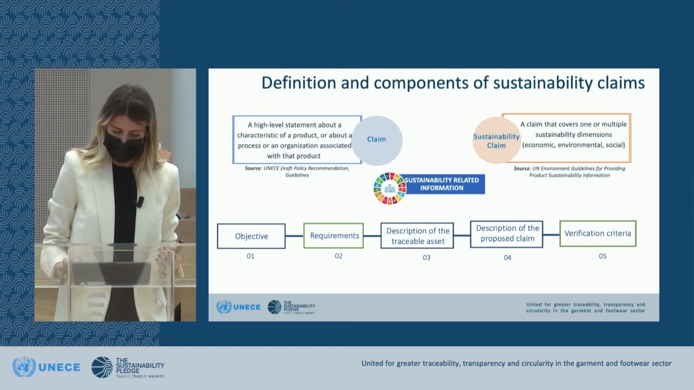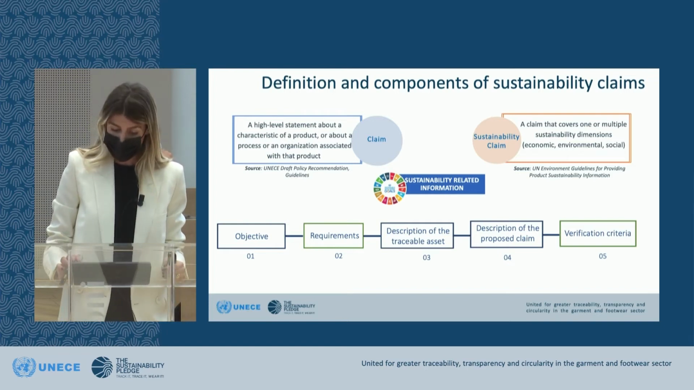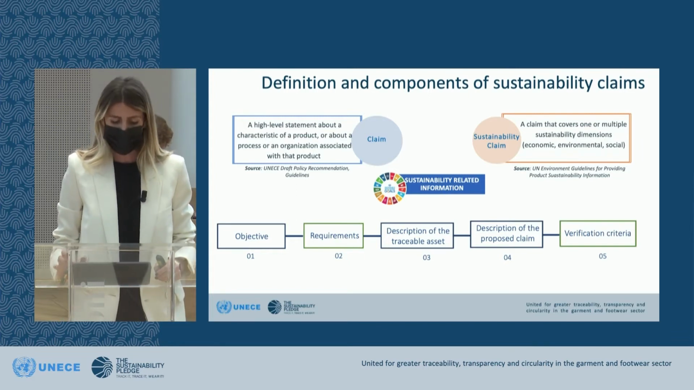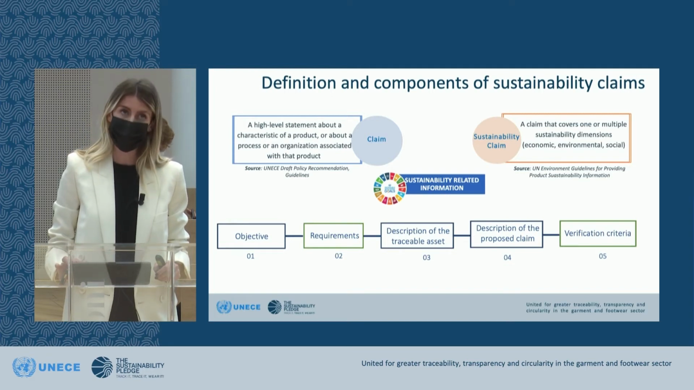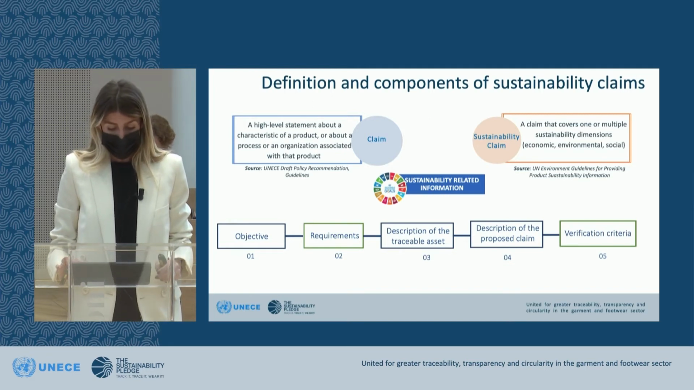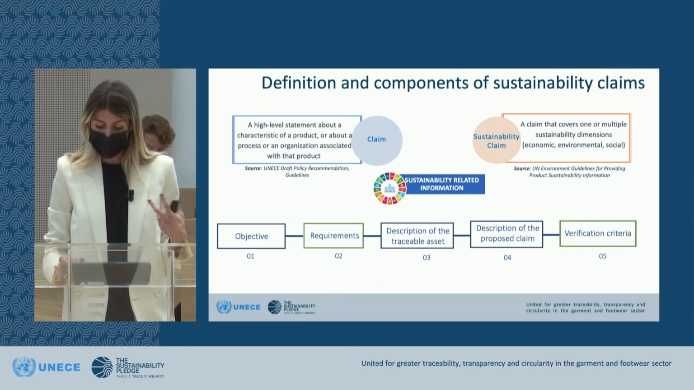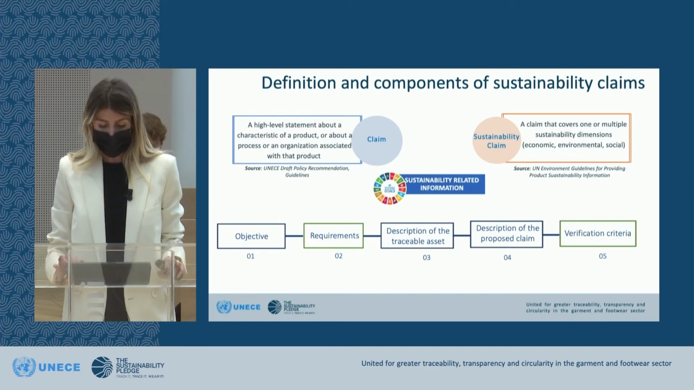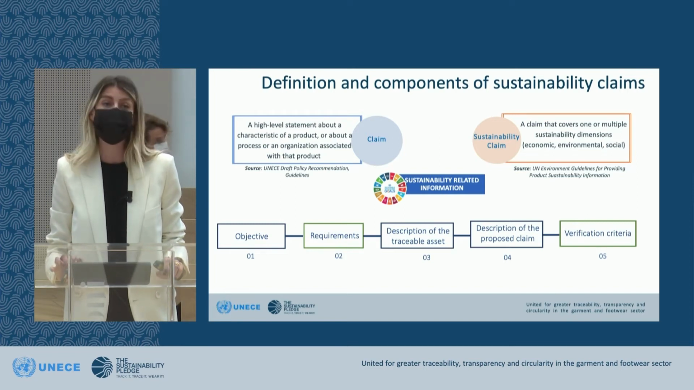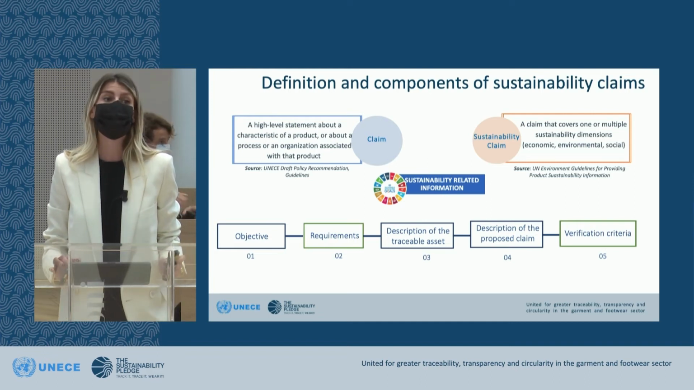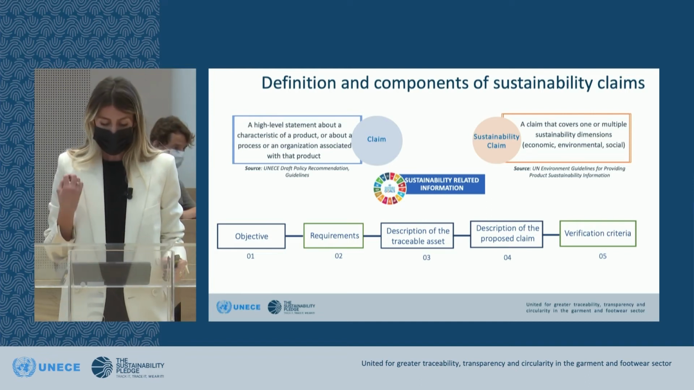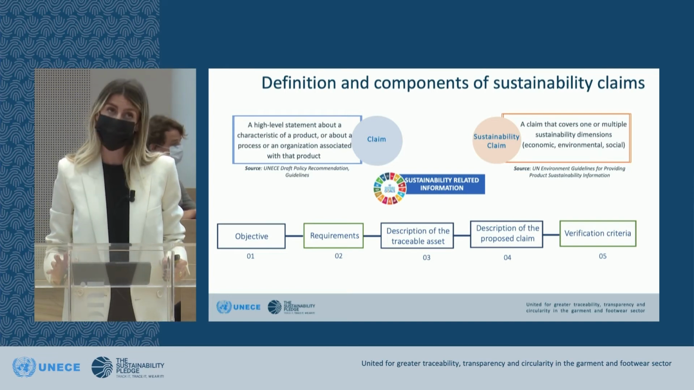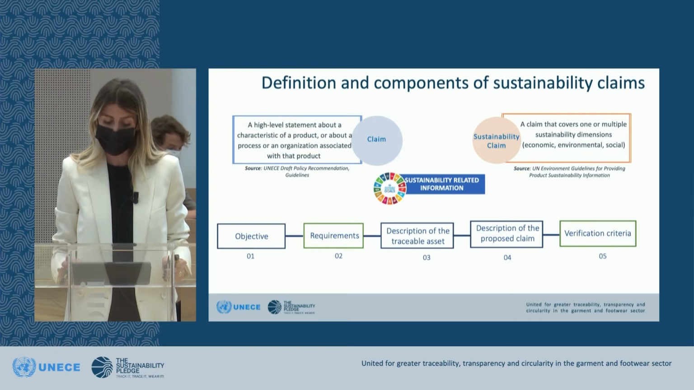A claim should contain these elements: a clear objective, which lays down the purpose of tracing and the requirements to be met in order to reach the purpose; a description of the traceable asset of the proposed claim; a description of the claim, so the claim statement. The claim should state and describe the physical characteristic or processes connected to the traceable asset, and the verification criteria. That is actually the most relevant element, because it provides assurance that the requirements of a standard or guidelines or other document which describe that the characteristic of a product, process, or organization are met.